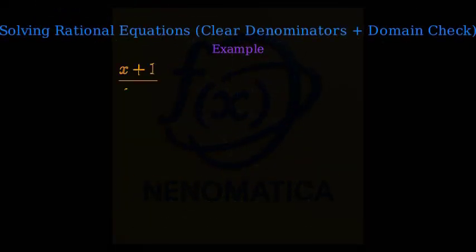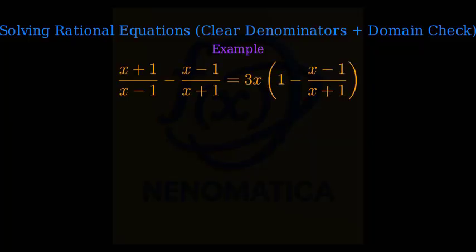The equation is (x plus 1) over (x minus 1) minus (x minus 1) over (x plus 1) equals 3x times the quantity 1 minus (x minus 1) over (x plus 1). We first note the domain. x cannot be 1 and x cannot be -1.